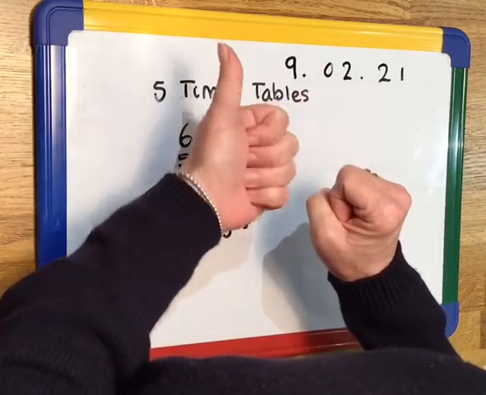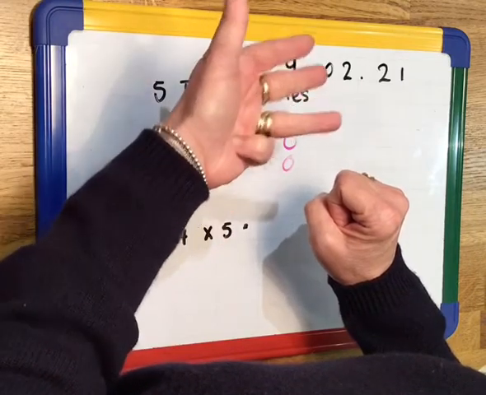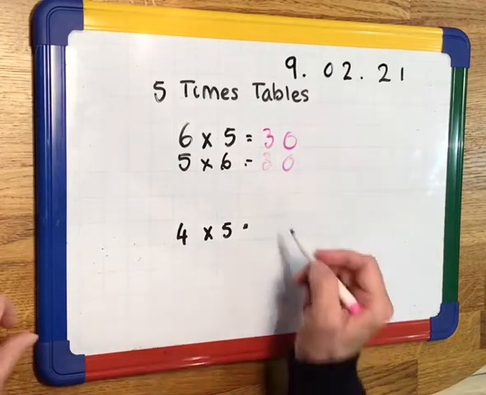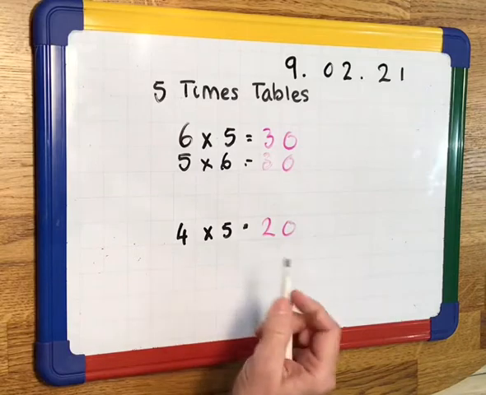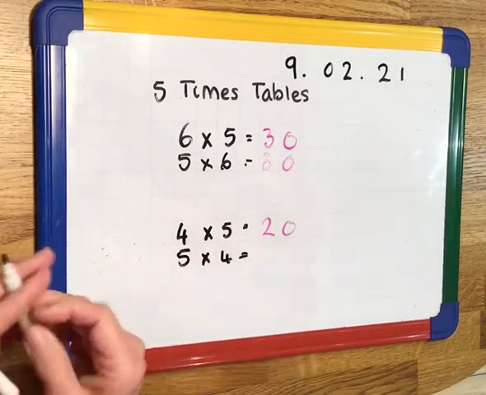1 times 5 is 5. 2 times 5 is 10. 3 times 5 is 15. 4 times 5 is 20. So the answer to 4 times 5 is 20. And remember, if I know that 4 times 5 is 20, I also know that 5 times 4 is 20.